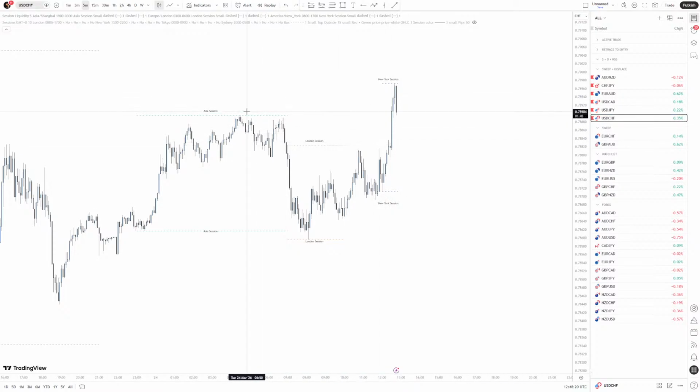Here it's also looking potentially bearish. It took out lows down here. We took out highs up here. This could be one of my favorite ones.